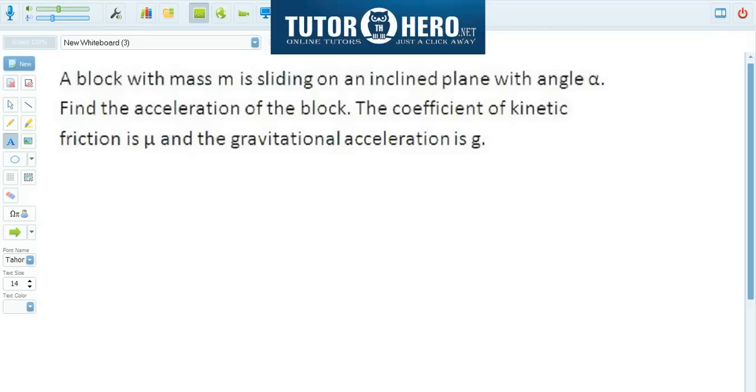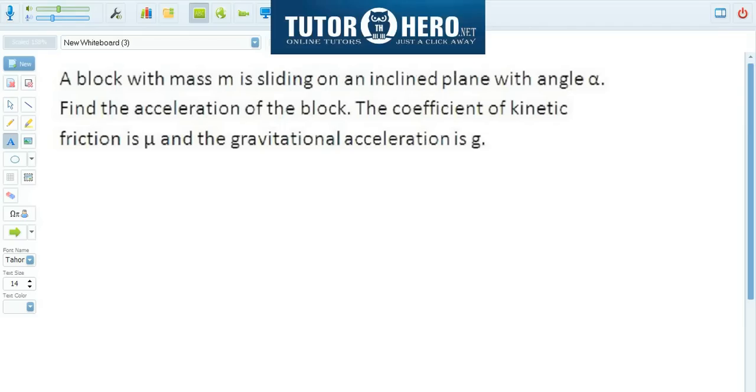As an example of showing how unique our technology is, I would like to solve a simple problem in general physics. Here is the problem. A block with mass m is sliding on an inclined plane with angle alpha. Find the acceleration of the block. The coefficient of kinetic friction is mu, and the gravitational acceleration is g.